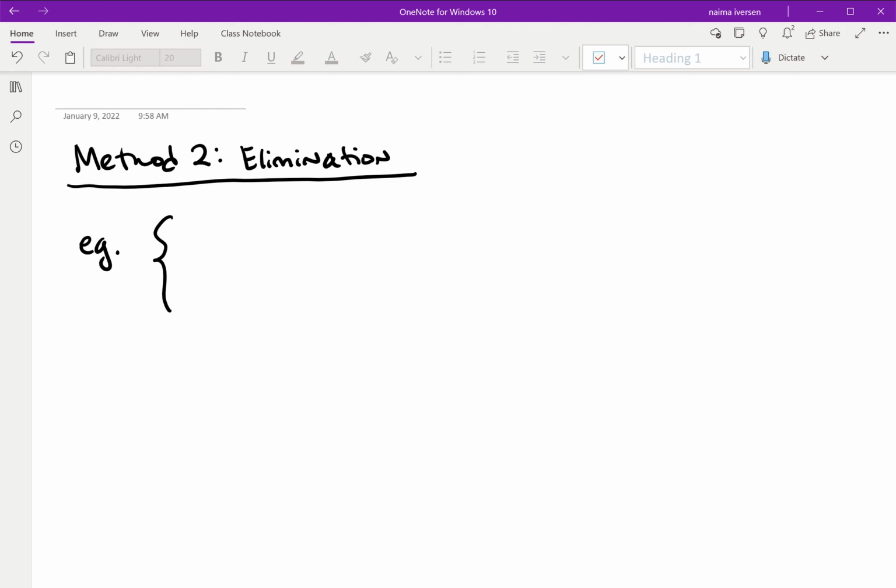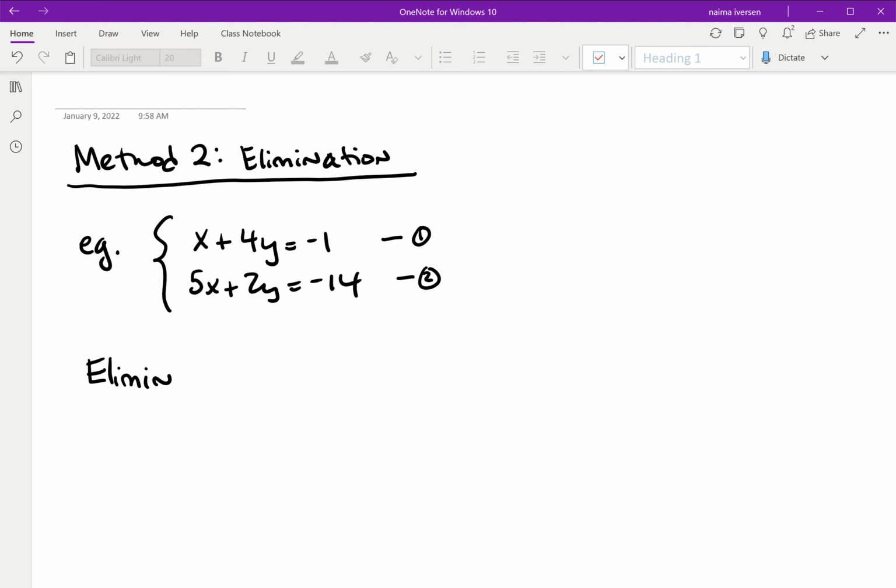Let's say that I had something like yesterday's question where we had x plus 4y is equal to negative 1, and then we had 5x plus 2y is equal to negative 14. So yesterday I showed you how in equation 1 you could solve for x, and then you could use substitution. The idea behind elimination is this.